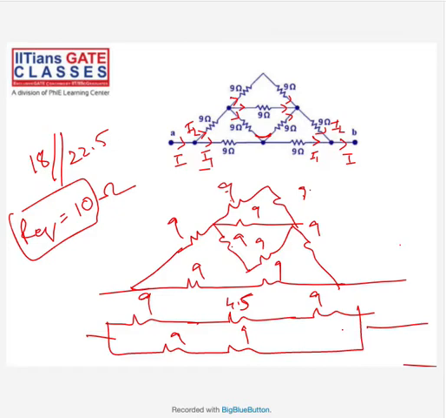I don't know how you did it. This would be a better method. You can convert star and do any of those methods, but using the concept of symmetry would be better. Did you understand how to apply the concept of symmetry?